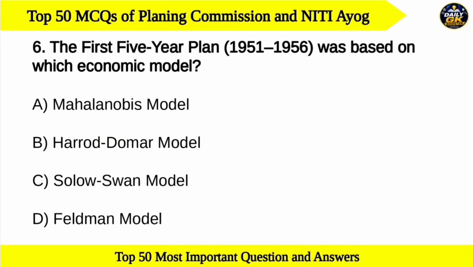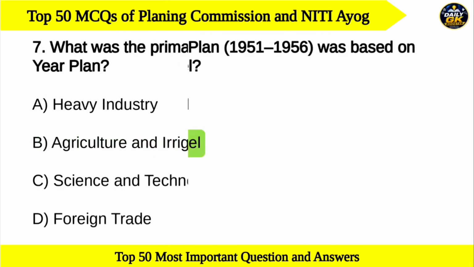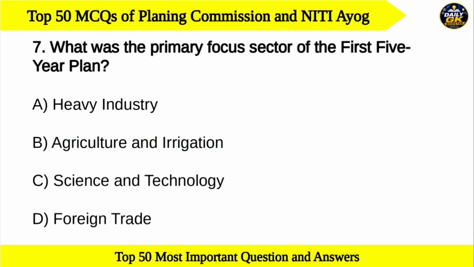The first 5-year plan, that is 1951 to 1956, was based on which economic model? Answer option B, Harrod-Domar model. What was the primary focus sector of the first 5-year plan? Answer option B, agriculture and irrigation.